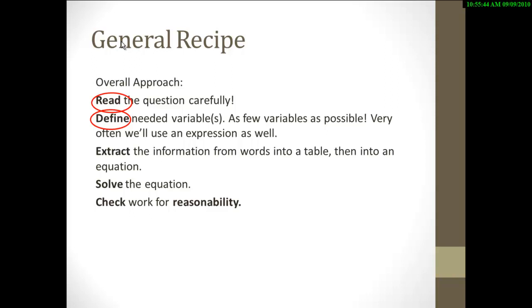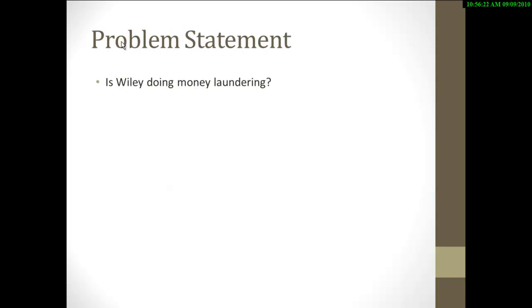After you've read over the question and defined the variables, then you're going to want to extract the information that's buried in the words of the word problem into some sort of organized form, such as a table, and then to build an equation from the relationships there. After you've got an equation, then you can solve that equation using your experience with linear equations. And last, you can finish up by checking the work for reasonability to make sure that it doesn't violate any sort of common sense constraints. Alright, so let's look at the problem now.